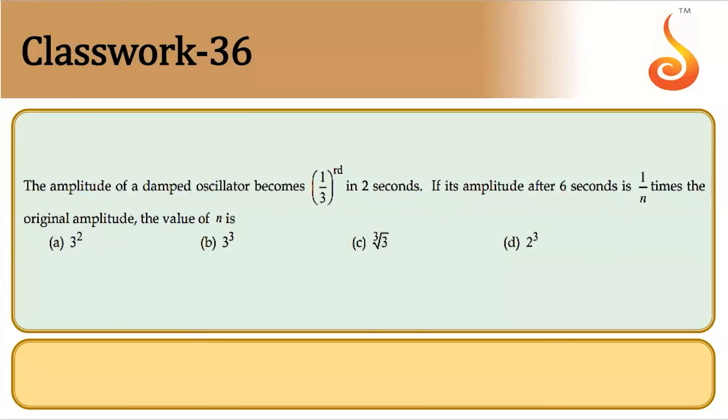The amplitude of a damped oscillator becomes 1/3 in 2 seconds. Its amplitude after 6 seconds is 1 by n times the original amplitude. Then the value of n is 3 square, 3 cube, cube root of 3, or 2 cube. Now do this; we shall take it to the next slide for solving it.